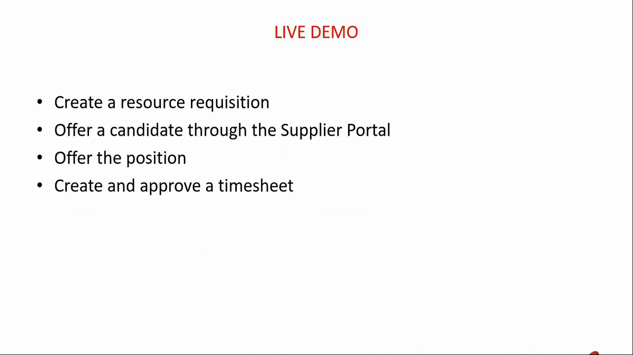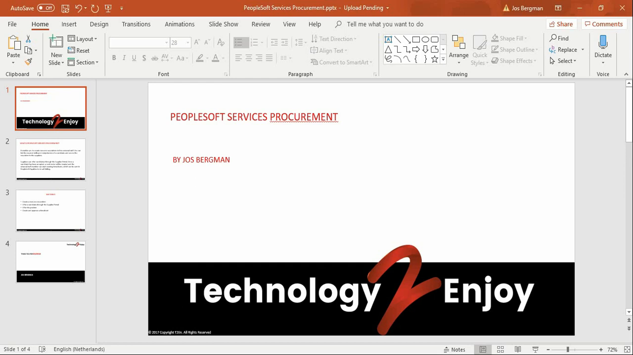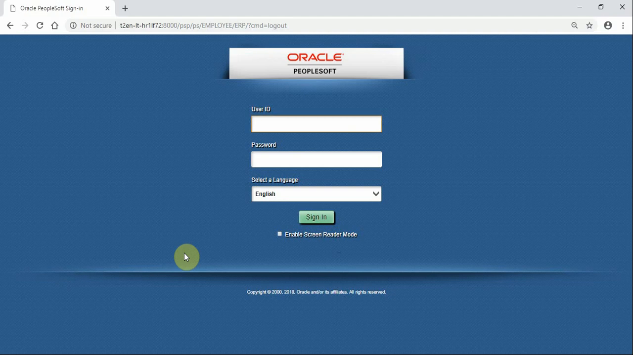In the live demo, we will be creating a resource requisition. We're going to offer a candidate through the Supplier Portal. We're going to offer the position to the candidate. And for the last step, we're going to create and approve a timesheet. Let's log into PeopleSoft now, and then we can start with the demo.